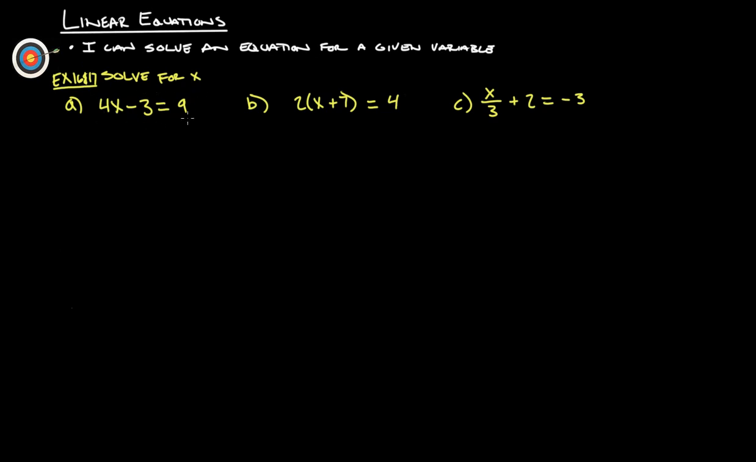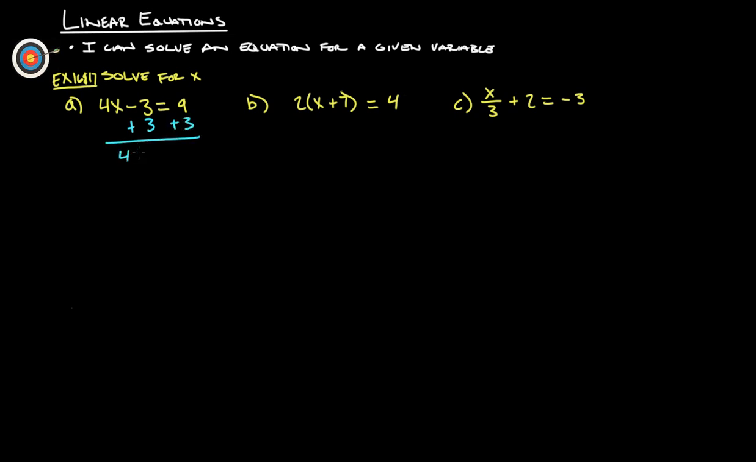So we have 4x minus 3 equals 9. If we're solving for x, that just means we've got to get x on one side and everything else on the other. Since we're solving for a variable, we always do the order of operations backwards. So we start with addition and subtraction, then multiplication and division, then parentheses, then exponents. So let's add 3 to both sides here.